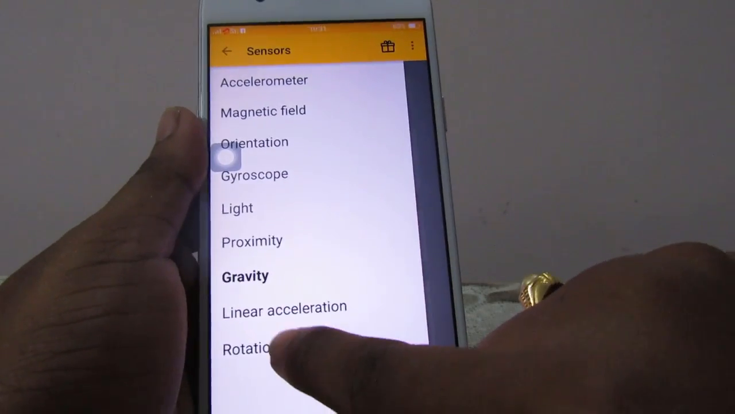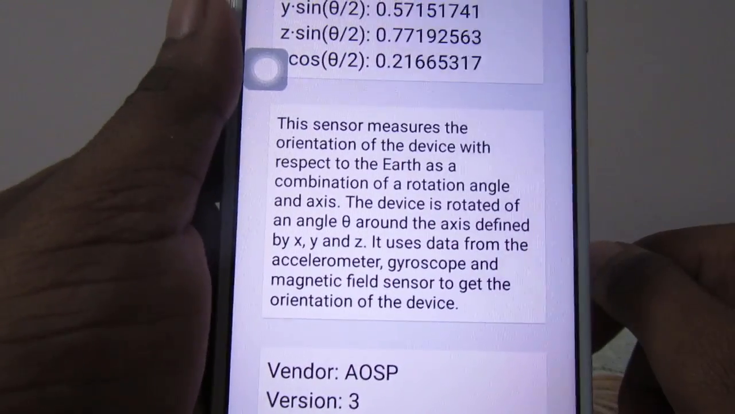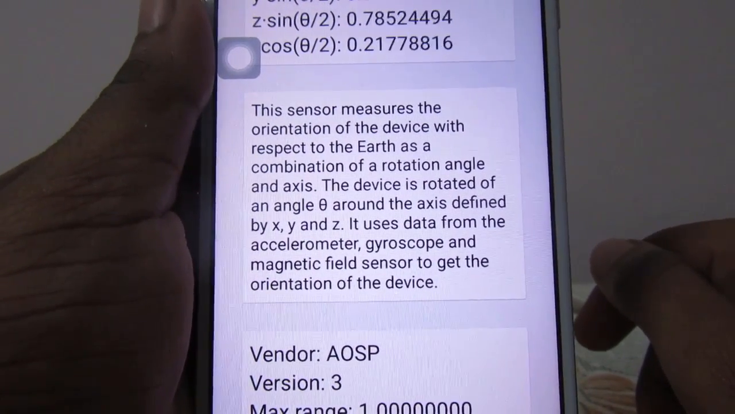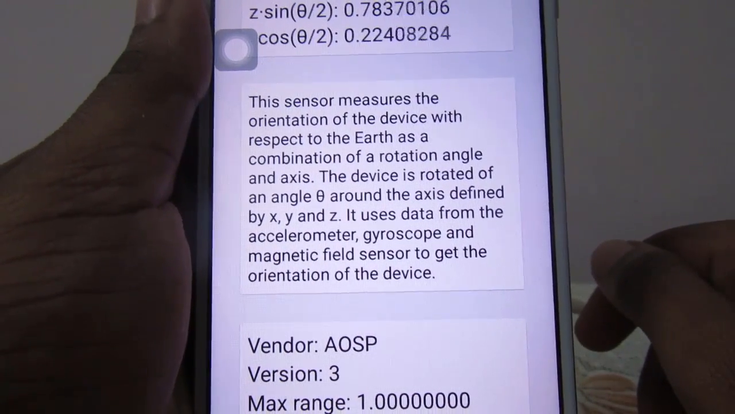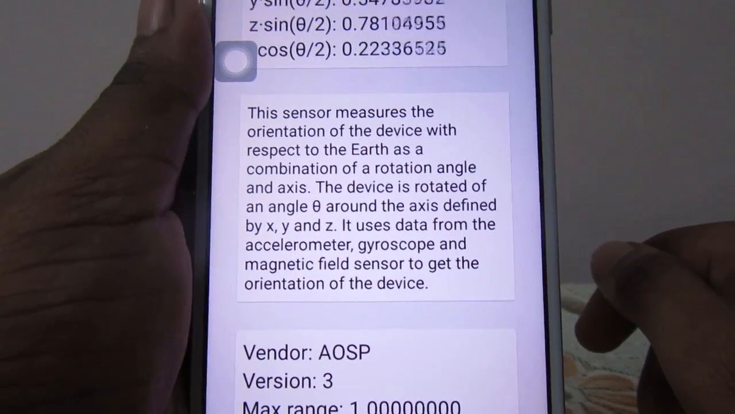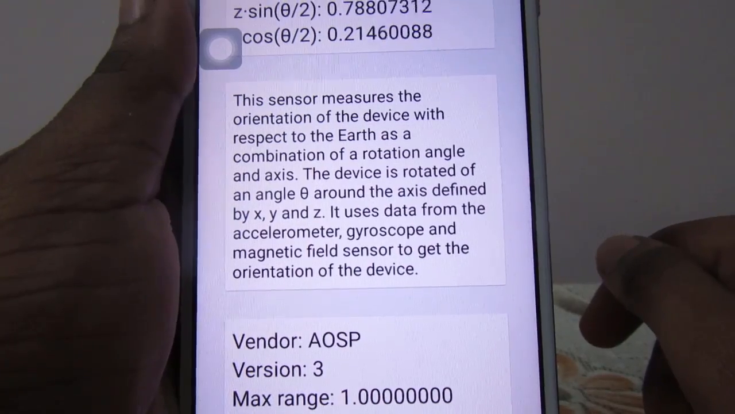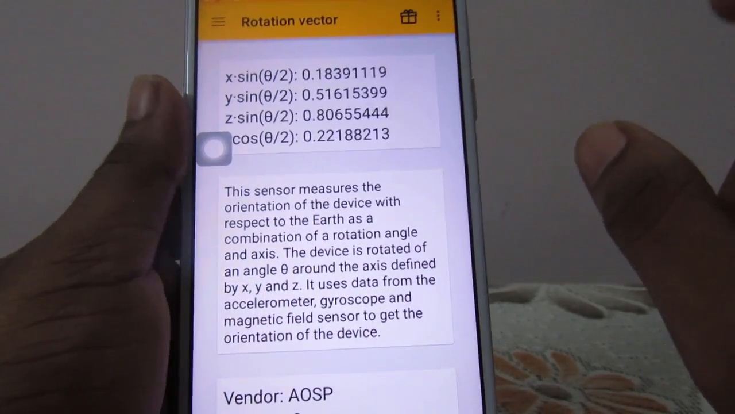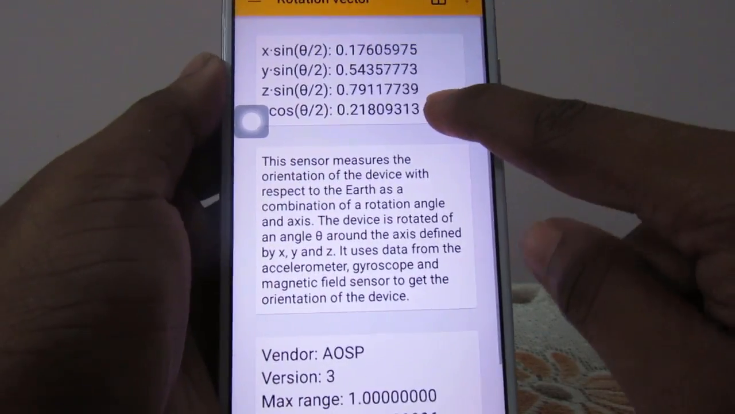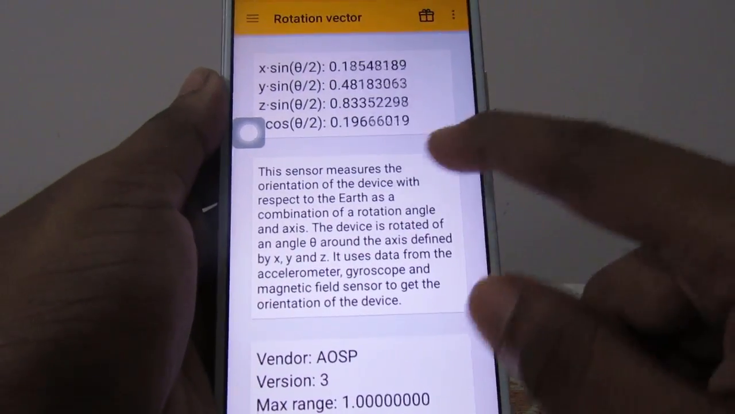And the next sensor is the rotation vector. The sensor measures the orientation of the device with respect to Earth as a combination of a rotation angle and axis. The device is rotated by an angle theta around the axis defined by x, y, z. It uses data from the accelerometer, gyroscope, and magnetic field sensor to get the orientation of the device. These values are calculated from the accelerometer, gyroscope, and magnetic field sensors.